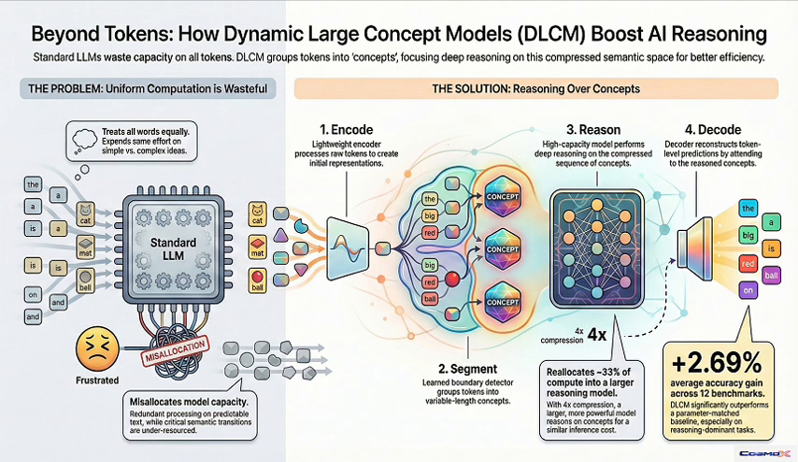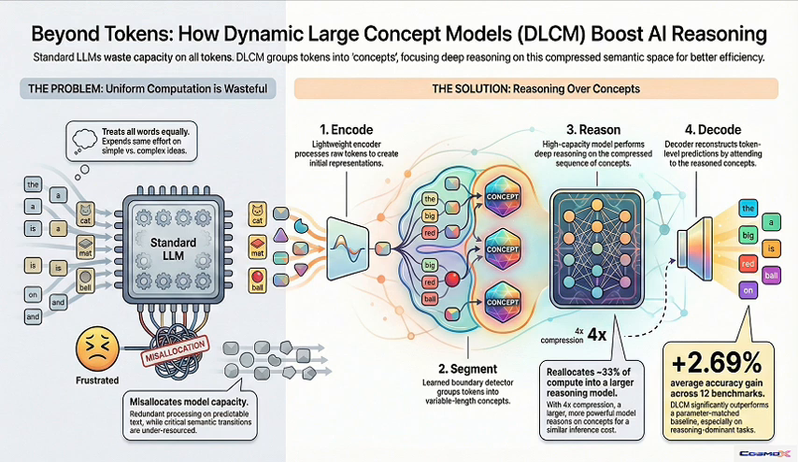That's the waste DLCM is designed to fix. Yeah. It learns these variable length semantic concepts right from the latent space. So it groups words together. It does the heavy reasoning on those groups in that compressed space, and the results are pretty significant. We're talking an average performance boost of plus 2.69% under matched inference FLOPs. Okay, so same processing power, better results. It all comes down to that smarter focus.